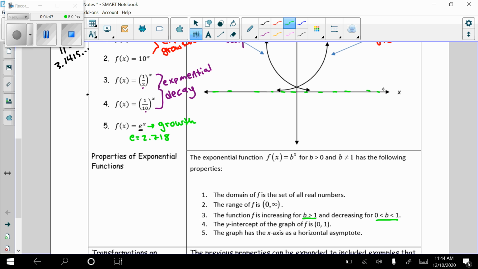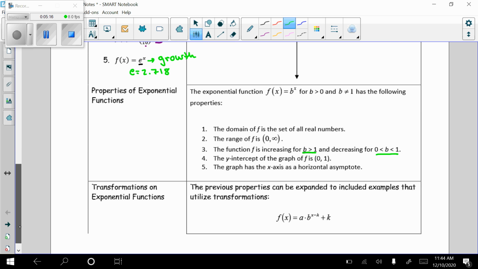Now, there are exceptions to this rule because the whole premise of this lesson is transformation. That doesn't mean you can't take this parent function and shift it down by simply taking y equals b to the x minus 7. Well, that's going to shift your y-intercept so that even if this value is 1, we're still going to shift down 7 from that original y-intercept. Okay, so that's what we're going into now.